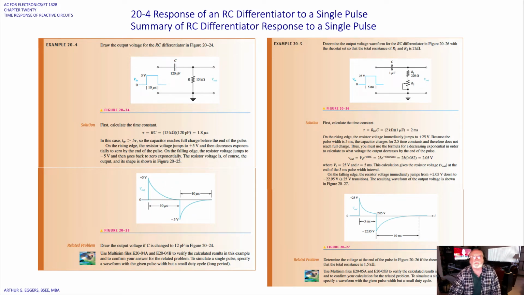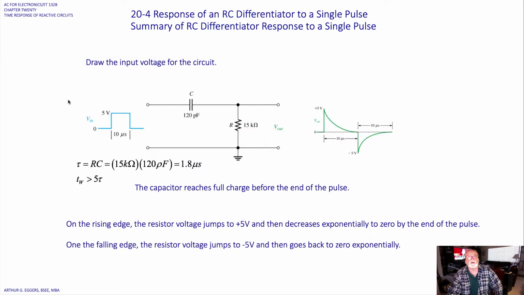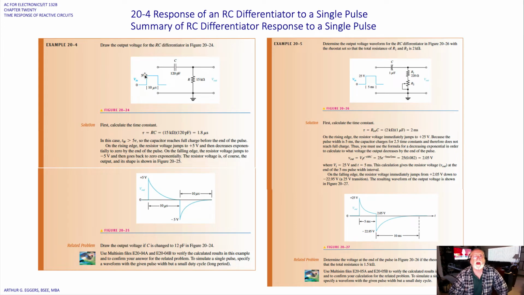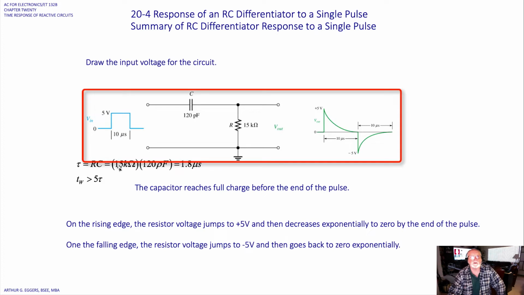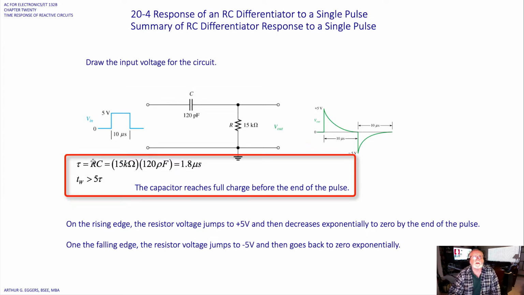Let's take a look at an example problem for an RC differentiator. They ask us in this problem to draw the output for the differentiator as shown. So I'm going to use the expanded views here. The first thing we need to do is calculate what the time constant is going to be for this circuit: 120 picofarad, 15 k ohm resistor. We've got a 5-volt input square wave at a pulse width of 10 microseconds.